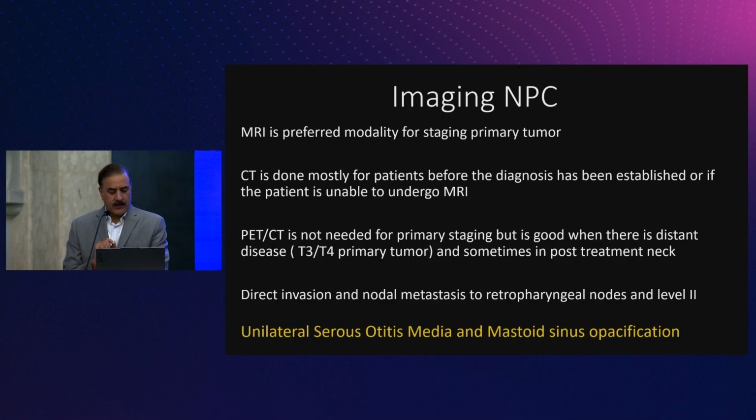One thing that you should understand is that in an adult, if you see unilateral mastoid sinus opacification and serous otitis media, think about nasopharyngeal carcinoma. Make sure you scan the nasopharynx before you let go of that case. Unilateral mastoid sinus opacification in an adult, scan the nasopharynx.